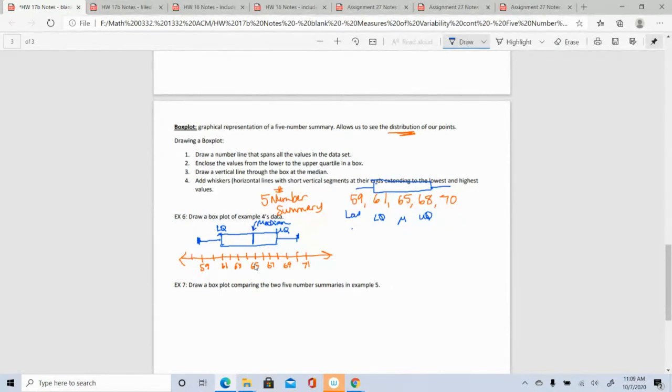Okay, so it says, draw a box plot comparing the 5-number summaries in example 5.